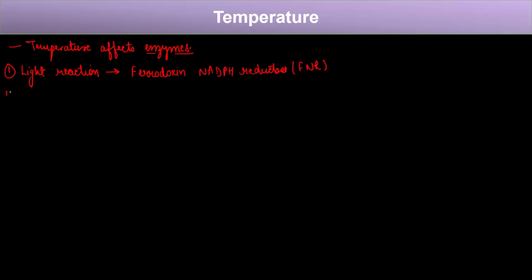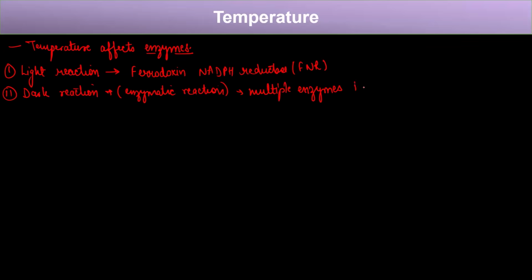Now, in the case of the dark reaction, the dark reaction itself is known as the biosynthetic phase, or the enzymatic reaction phase. So it is called the enzymatic reaction, and a large number of enzymes are used in this process. So multiple enzymes are used. We have only studied about RuBisCO, but multiple enzymes are involved for each of the processes.